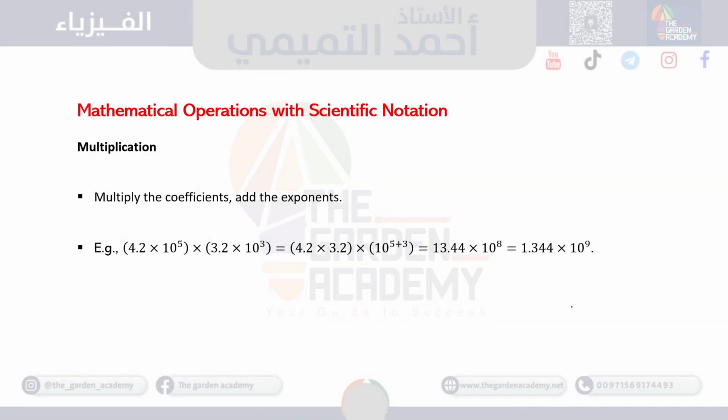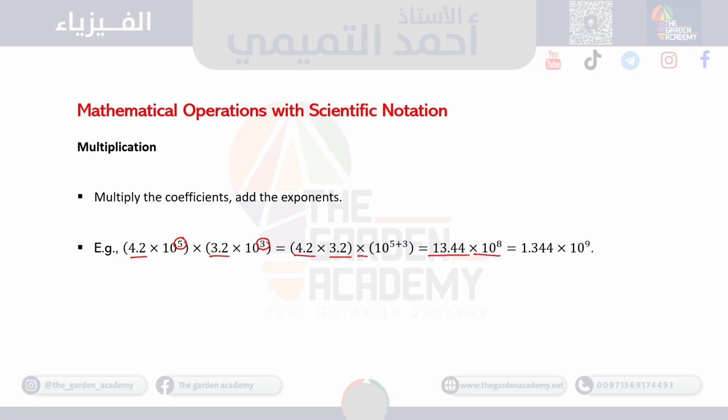What about multiplication? In multiplication, we multiply the coefficients and we add the exponents. For example, if we have 4.2 times 10 to the power 5 multiplied by 3.2 times 10 to the power 3, first we multiply the coefficients, 4.2 times 3.2. Then we add the exponents. So 10 to the power, this is 5, and this is 3. So we add 5 to 3. This gives us 13.44 times 10 to the power 5 plus 3, which is 10 to the power 8.